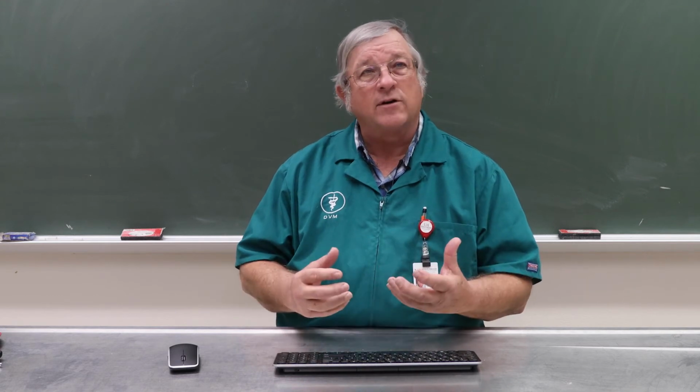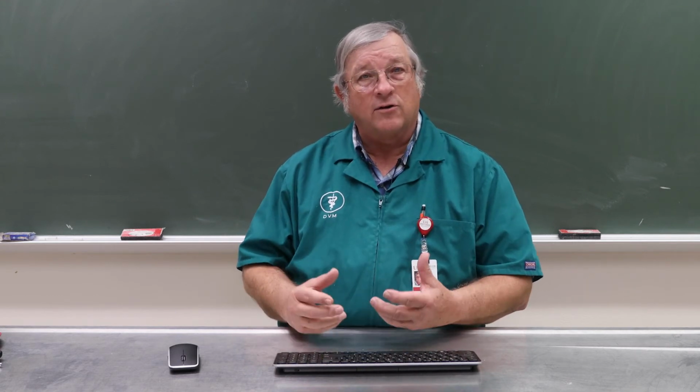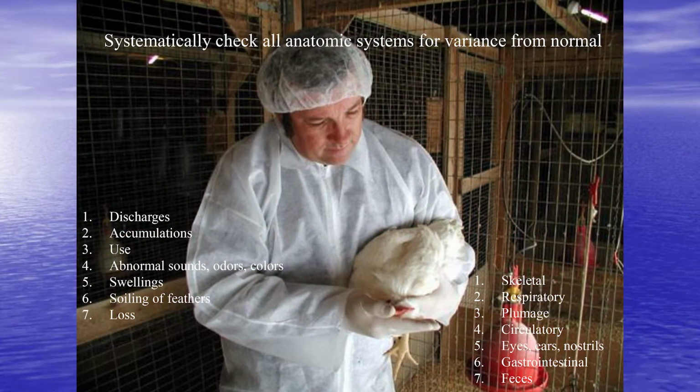So I'll be checking the skeletal system, respiratory system, plumage, circulatory system, such as the heart rate, things like that. What do the eyes look like? The ears, the nostrils, gastrointestinal tract, fecal material. Looking for different things such as a discharge. Are there discharges from the eyes or from the nostrils? Are there any accumulations? Do we have dried discharge outside those nostrils? Is there dried discharge on the wings?